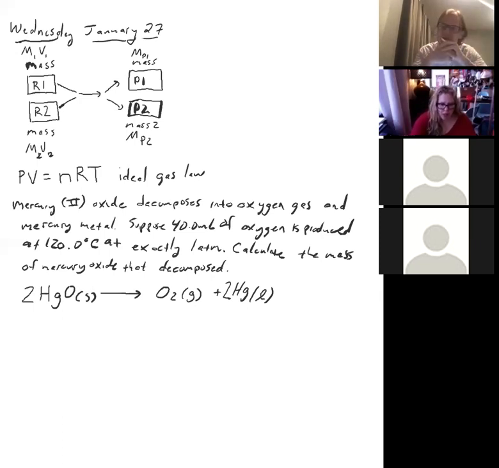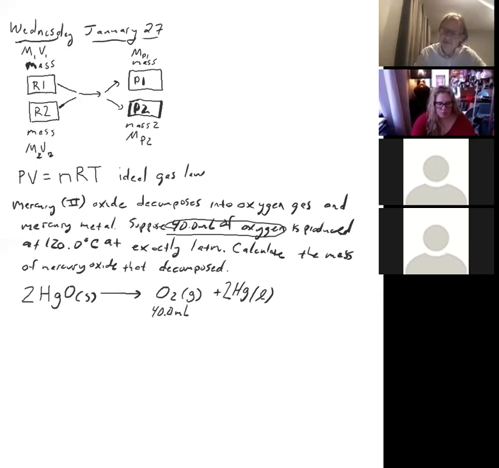Whenever they ask us about amounts of something, we generally need the balanced equation. So let's take a look at the numbers they gave us. They say that 40 milliliters of oxygen is produced. So I'm going to write down below the O2 40.0 milliliters, right? Notice the units, milliliters. That tells us it's a volume. So we have a volume problem here.